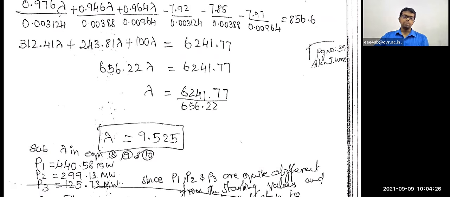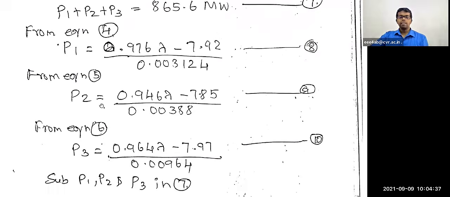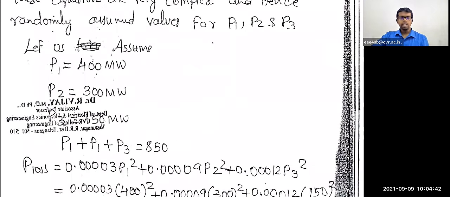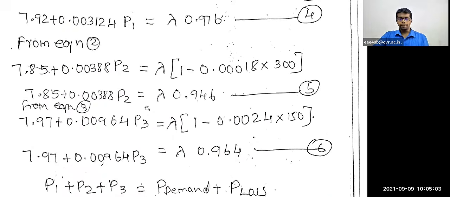So the problem has not stopped. Why? Because we have considered previously, you have to go to previous. What we did is we have assumed the values as P1 is equal to 400 megawatt, P2 is equal to 300 megawatt, P3 is equal to 150 megawatt. But we don't know whether this is the only answer that will come or not. We don't know. By assuming these values, we found out some P1, P2 and P3.